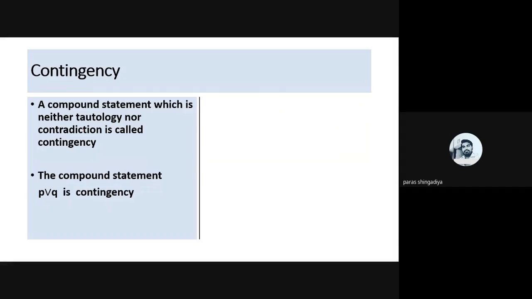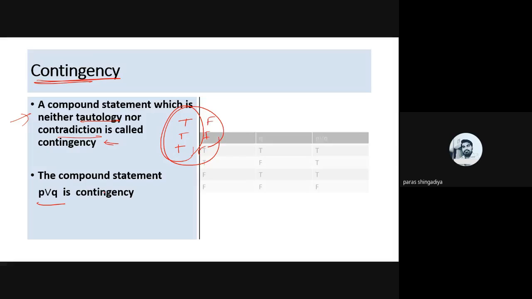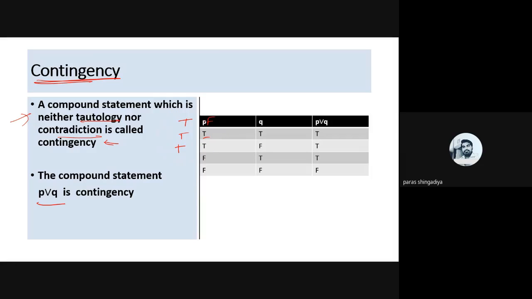A compound statement which is neither a tautology nor a contradiction is called a contingency. It is neither a tautology, meaning not all values are T, nor a contradiction, not all values are F, but a mixed form of T as well as F. So this compound statement is known as a contingency. Here one example is given: the output of P or Q. In the P and Q columns we have TT, TF, FT and FF. Now we derive the final answer of the compound statement P or Q.